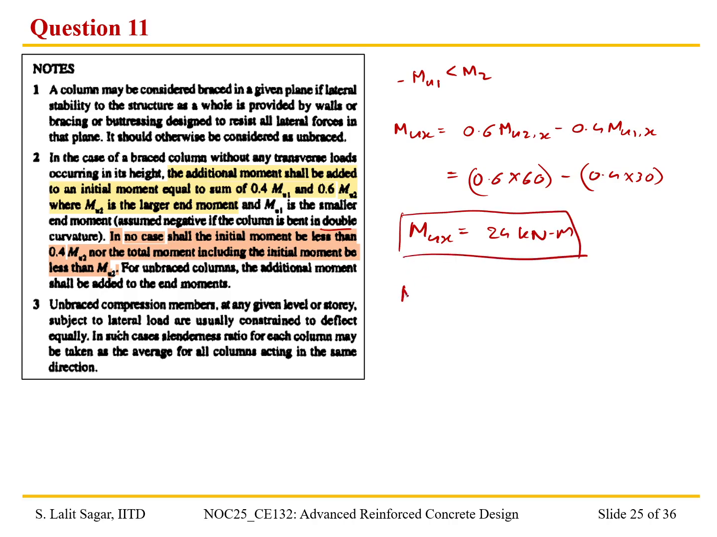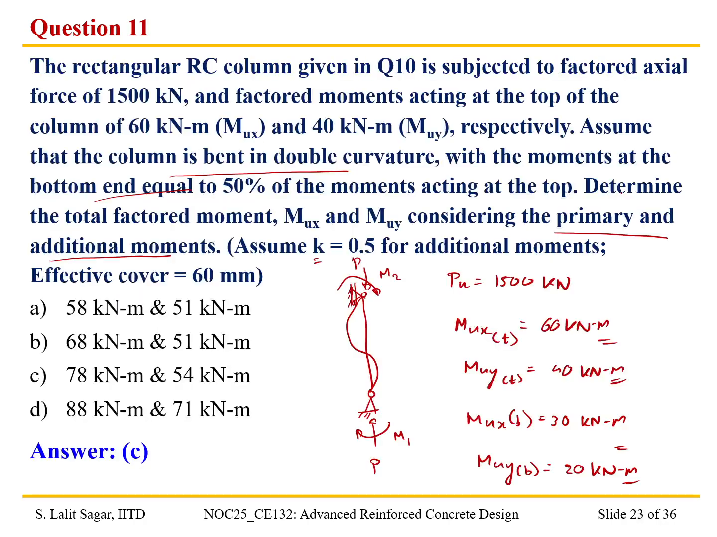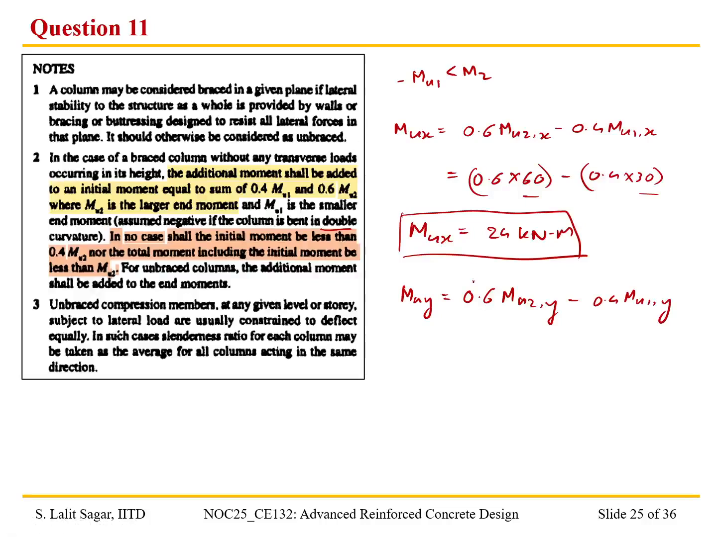Correspondingly, we have Muy, the primary moment, is 0.6 Mu2y minus 0.4 Mu1y. Those values were 60 and 30 here, and this is 40 and 20. So the primary moment Muy is 0.6 into 40, that is 24, minus 8, that is 16 kilonewton meter.